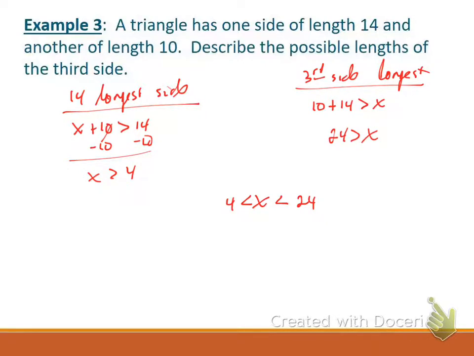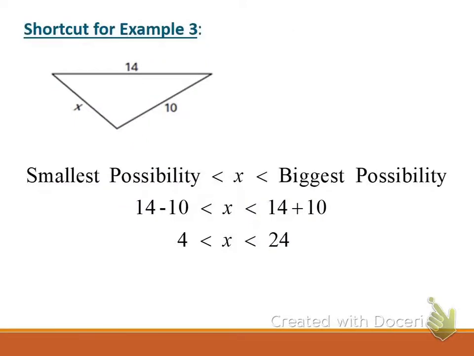A shortcut way to this might make enough sense as well. You can go ahead and make your compound inequality. Basically, if we're going to do this example, we know that for the third side, there's a smallest possibility and a biggest possibility, right? The smallest it can be is whatever the difference of the other two sides is. So 14 minus 10. The longest the side can be is whatever the other two sides added together are. Right? So that's one way you can do this.